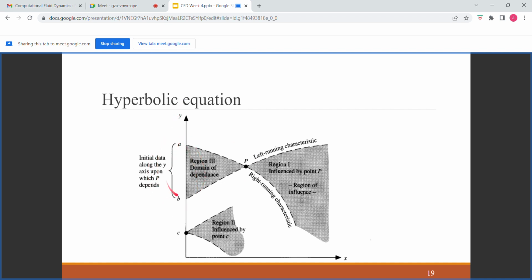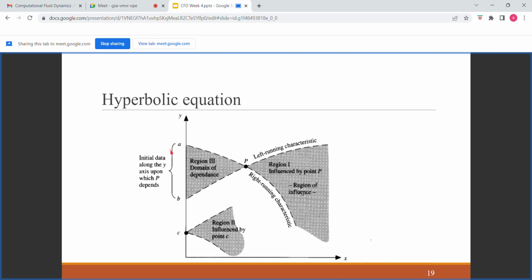Between Y and A, or between B and C, it does not influence the point P, from which its value extends. So this is known as the region of dependence. All these values would be influencing P, and this would be the region influenced by point P, which is known as the region of influence. This is the region of dependence and this is the region of influence.